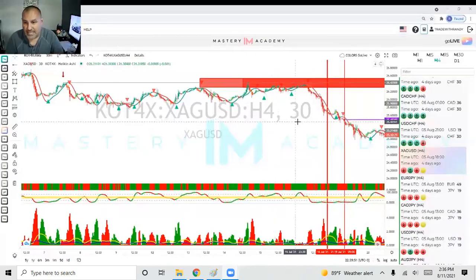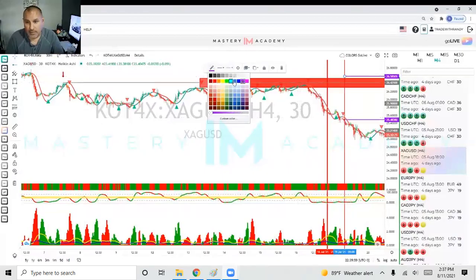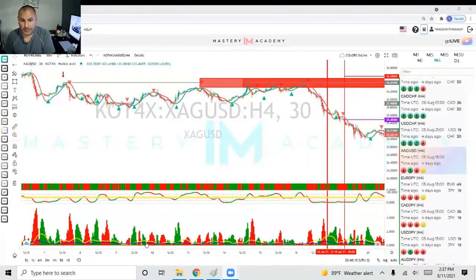Easy. Your stop loss will go above this red box. Way up there. Because yes, you're entering on your 30-minute. All you're looking for is your entry, your sniper entries, on your 30-minute time frame.